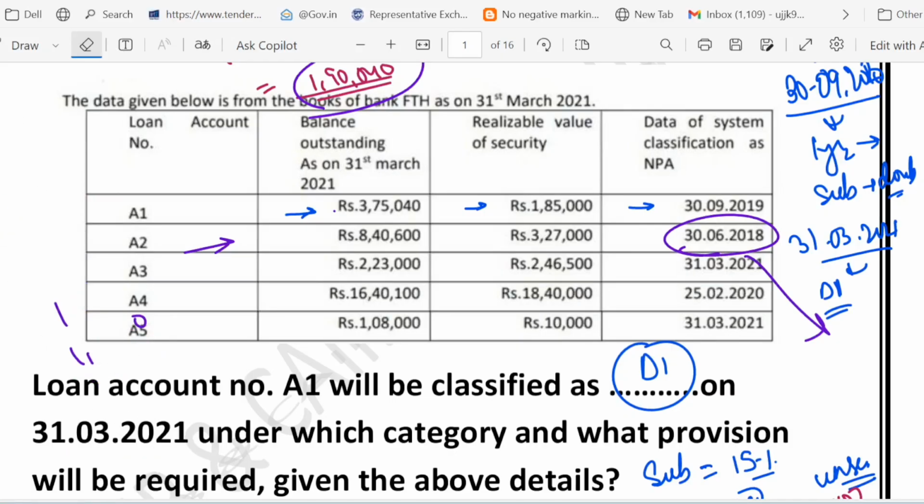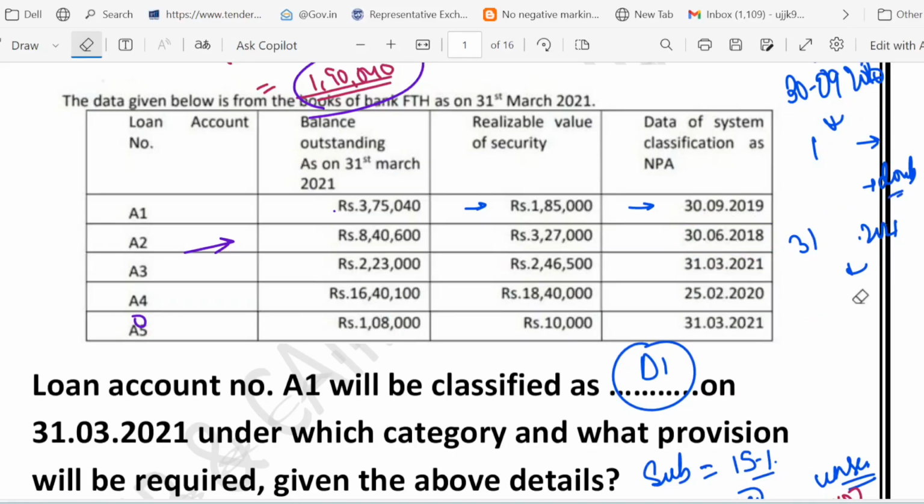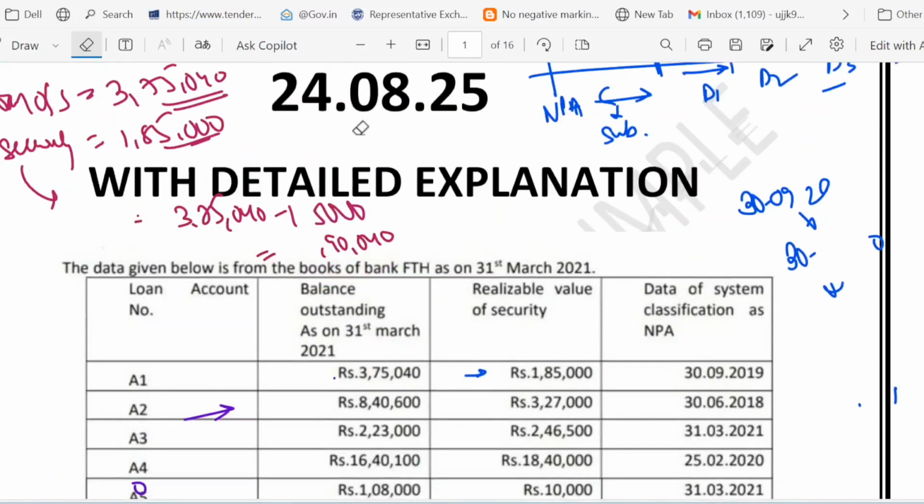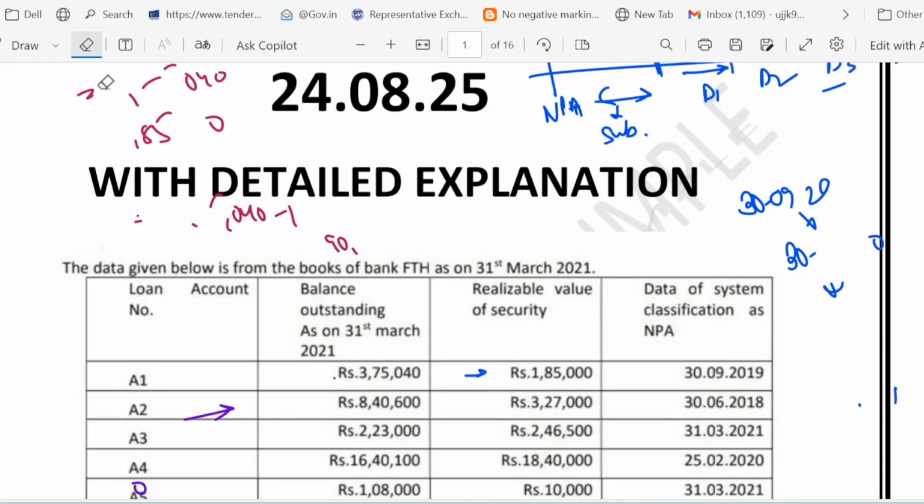Now, after that provisioning is being asked, how much provisioning to be made? So let's do the calculation here. Calculation of provisioning for this loan A2 in the D2 category. Let's go through step by step calculation. So first of all, outstanding versus secured. How much is outstanding? How much is secured? Let's look at the data.